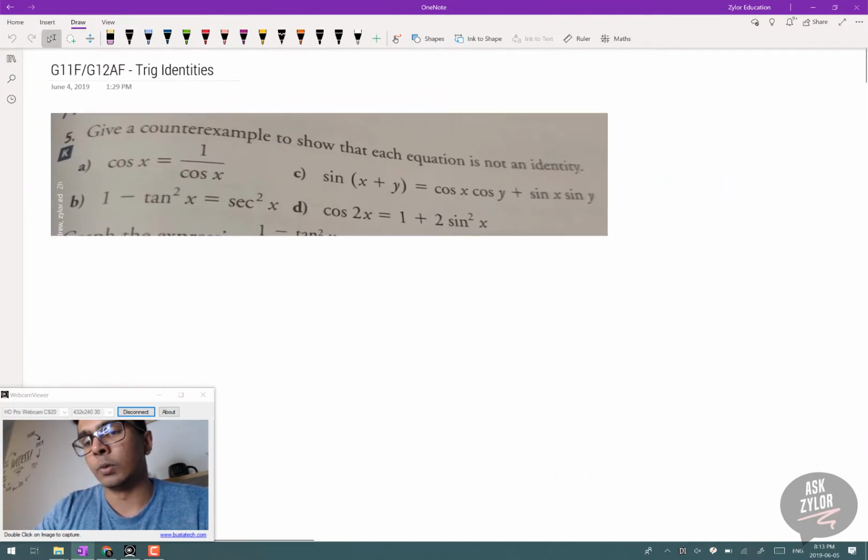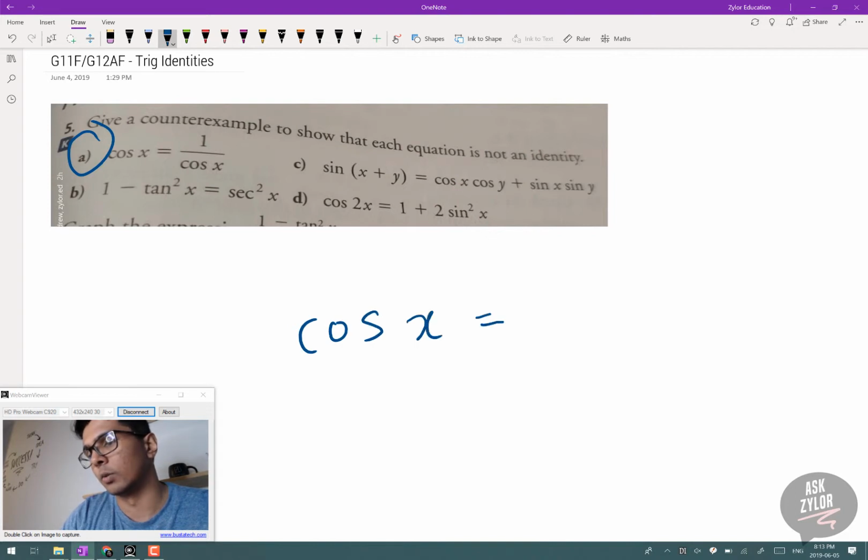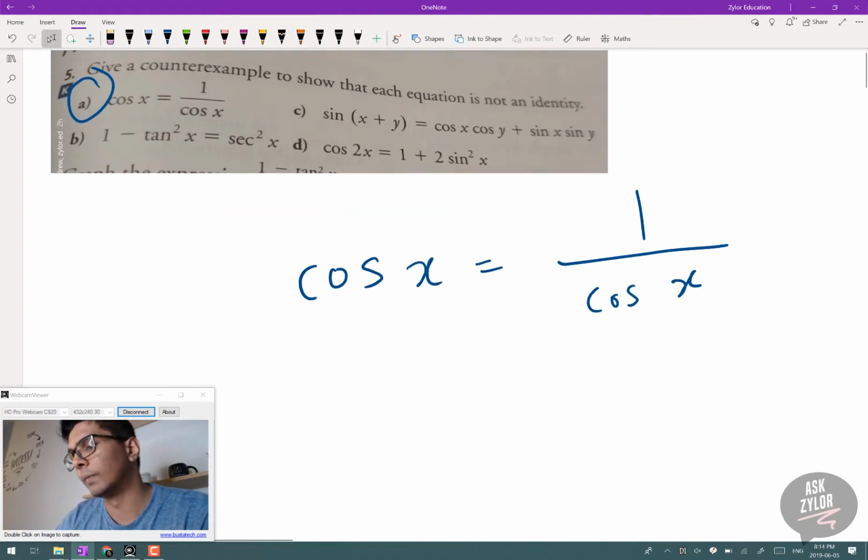So we're going to do two questions for this one. So this is a grade 11 or grade 12 trig identity question. So the first part is asking, give a counterexample to show that each equation is not an identity. We're just going to do part A. So part A is saying cos of x is equal to 1 over cos of x. They're asking me to prove that this is not true. It's not an identity, right?